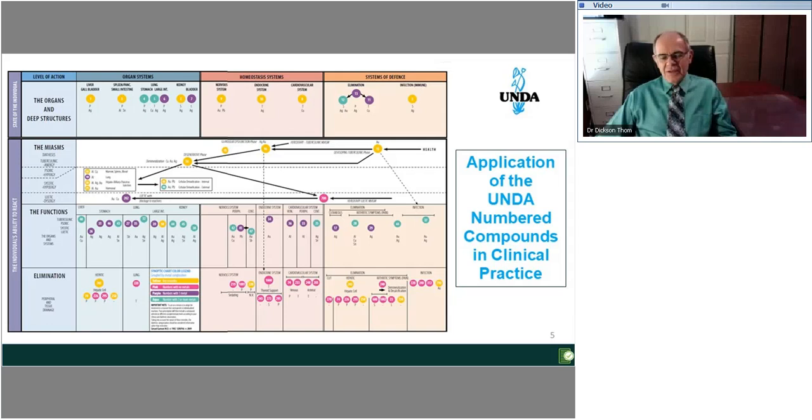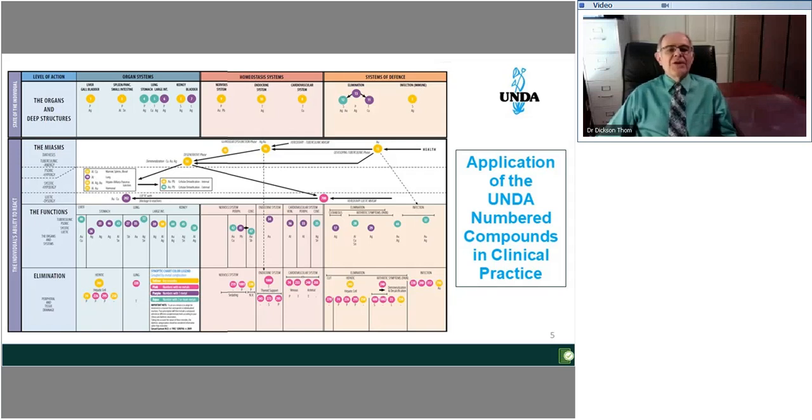The ideal way, as you'll learn through this and other future webinars, will be to combine remedies from typically the top row, the function row, and the elimination row. The row that says miasms does indeed contain important remedies, which is a whole other discussion, but for ease of starting to use, and when I'm teaching people how to use UNDA numbers and how to combine the specific remedies, I usually say for the most part, start off, pick your organ system in the top row.